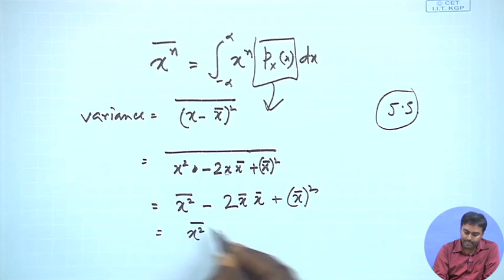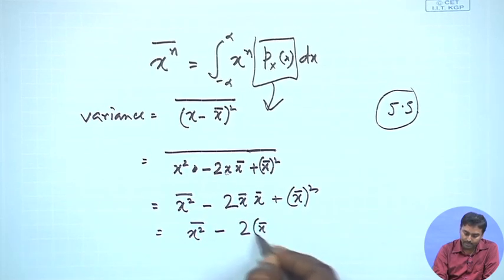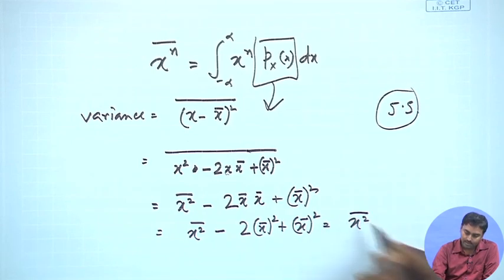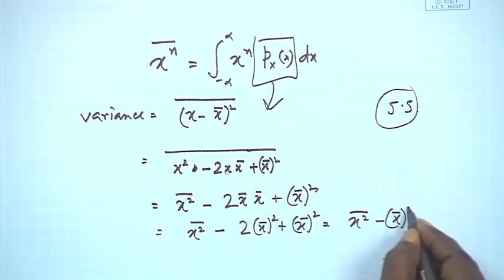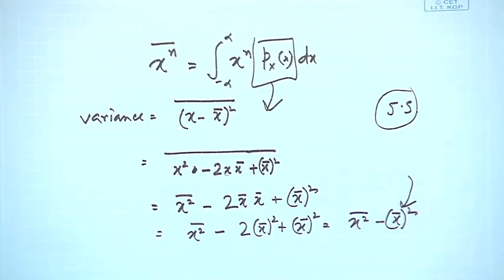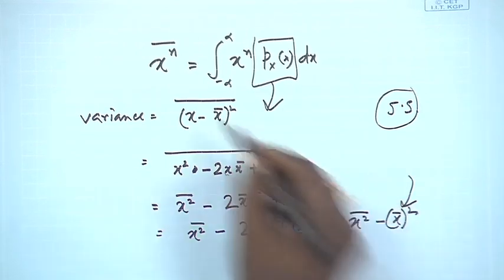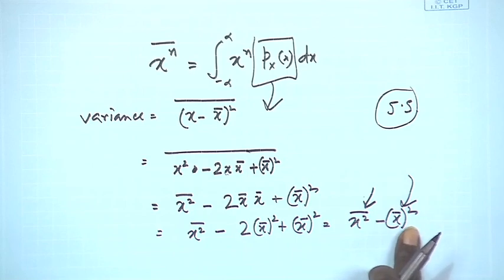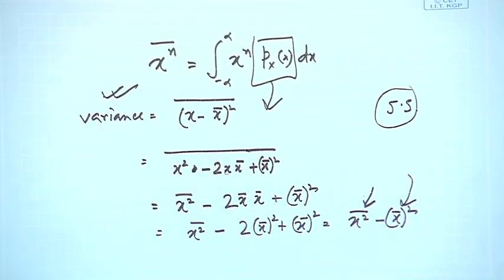So, finally, what do I get? Minus 2 x bar square plus x bar square. So, this is nothing but x square bar minus x bar square. So, once you have evaluated your mean, and then through this process you have evaluated your second moment, just the difference of these two is your variance.